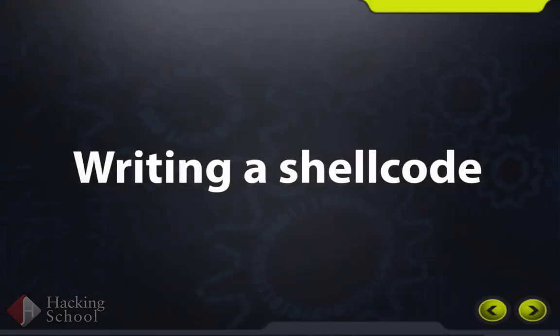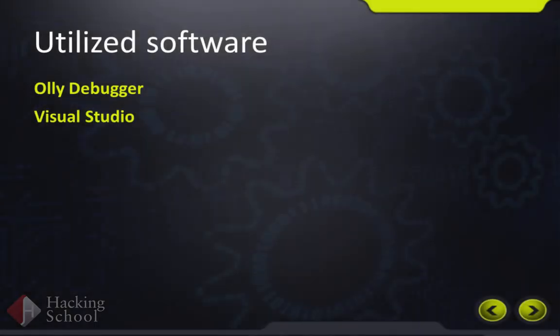Welcome to the second module of the training. In this module, we'll create a shellcode and inject it into another process. We'll use the following tools. The first one will be Ali Debugger, which we'll use to create a shellcode and check the course of the program execution. The next tool is Visual Studio, using which we'll compile our program.